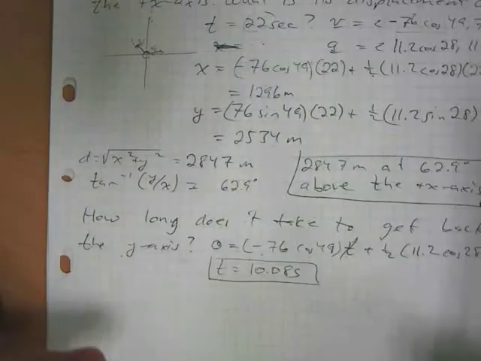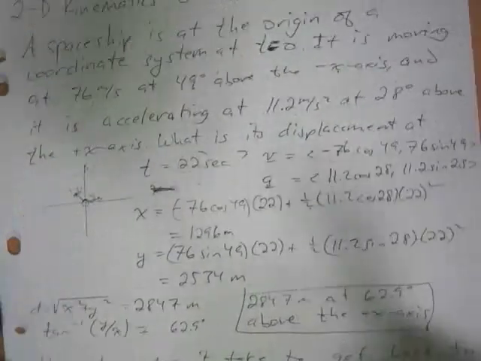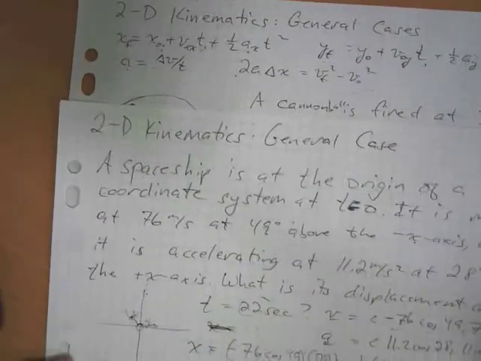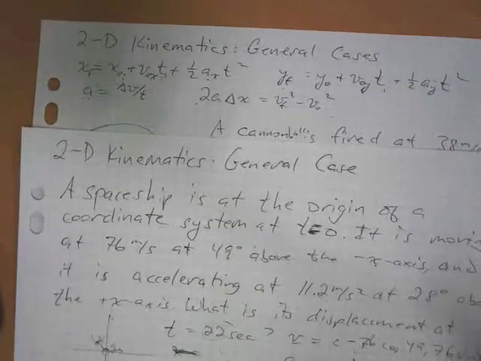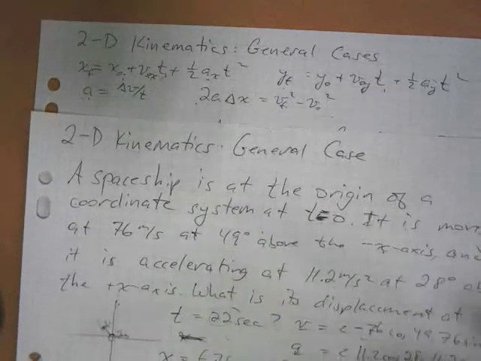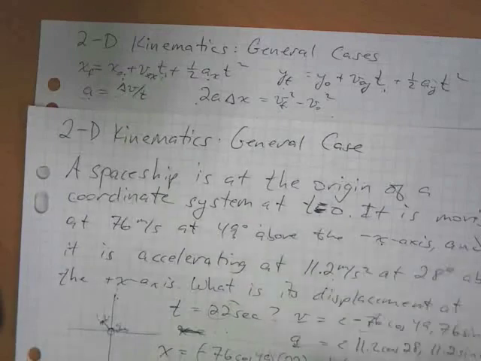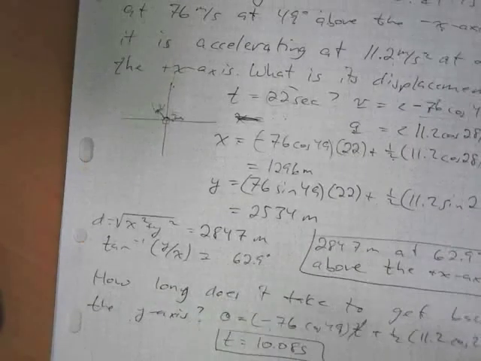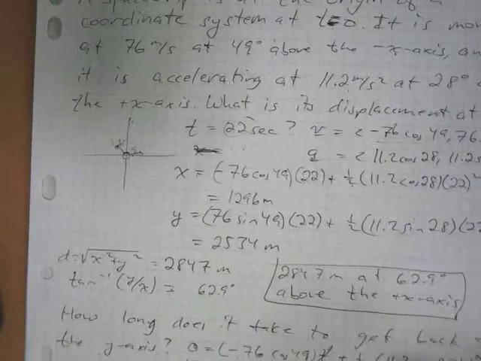So in the general case, we're applying the same equations. It's just that we don't have the luxury of compressing them based on things that are 0 or things that we know are 9.8 or whatever. But we can still do problems in the very general case.